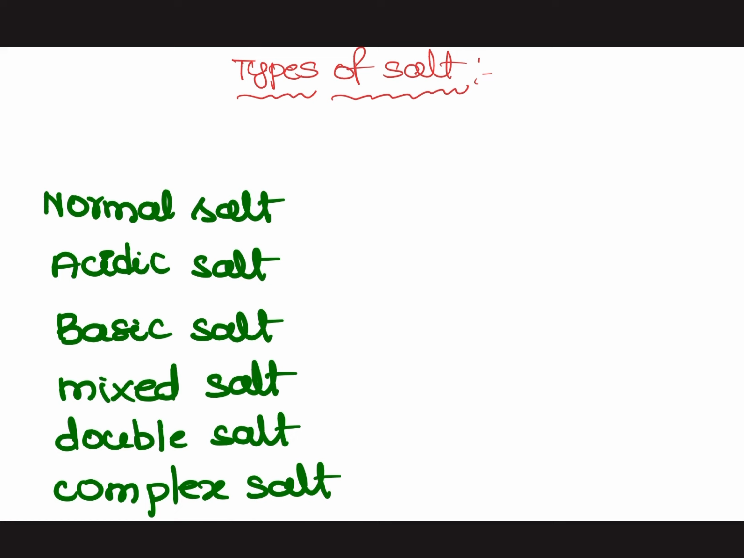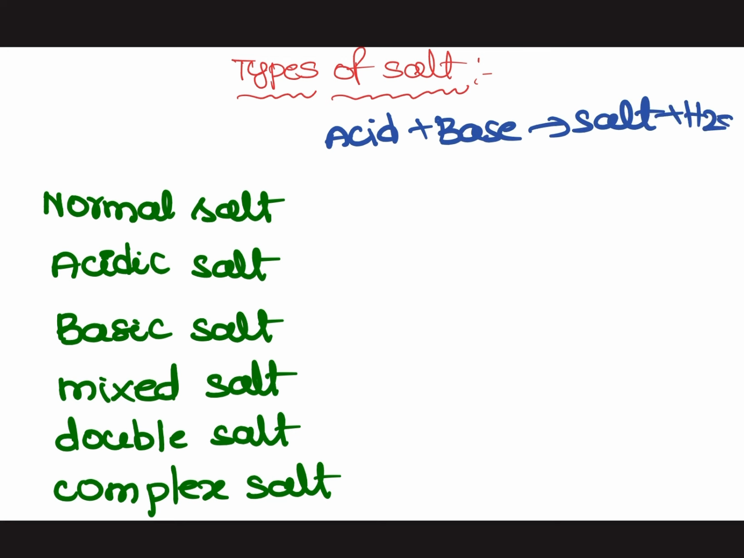For example, you can see generally salt is formed by one acid and one base. One acid reacts with one base, it will form salt plus water. So now these are the types of salt. First example, you can see this one, normal salt.